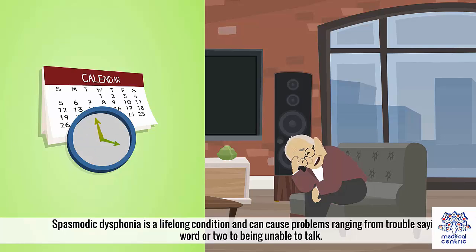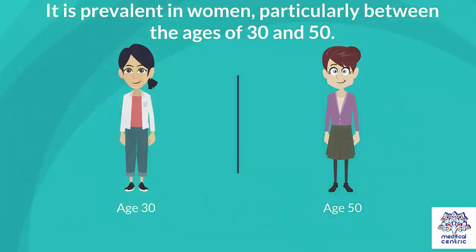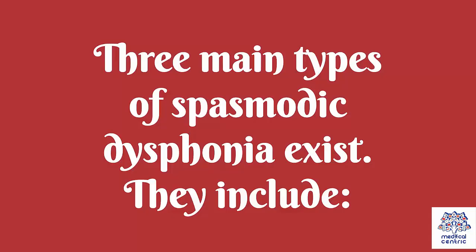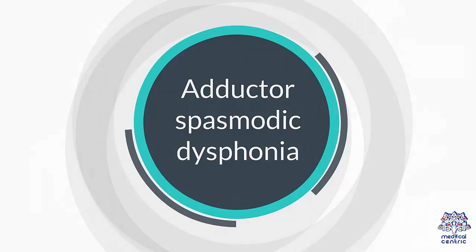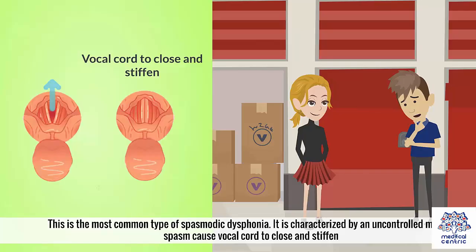Spasmodic dysphonia is a lifelong condition and can cause problems ranging from trouble saying a word or two to being unable to talk. It is prevalent in women, particularly between the ages of 30 and 50. Three main types of spasmodic dysphonia exist. They include adductor spasmodic dysphonia. This is the most common type of spasmodic dysphonia.